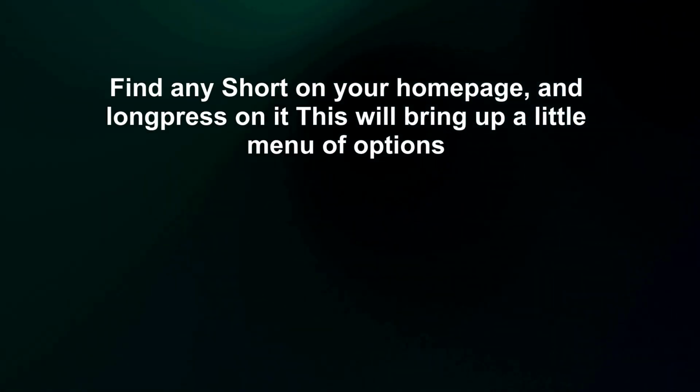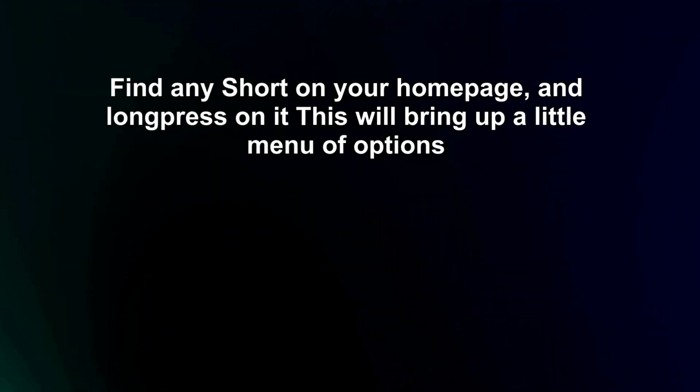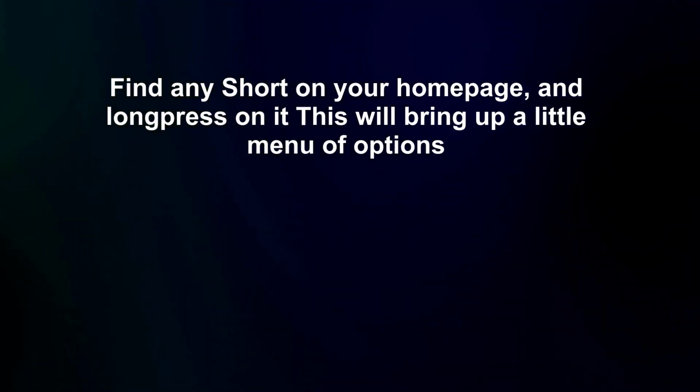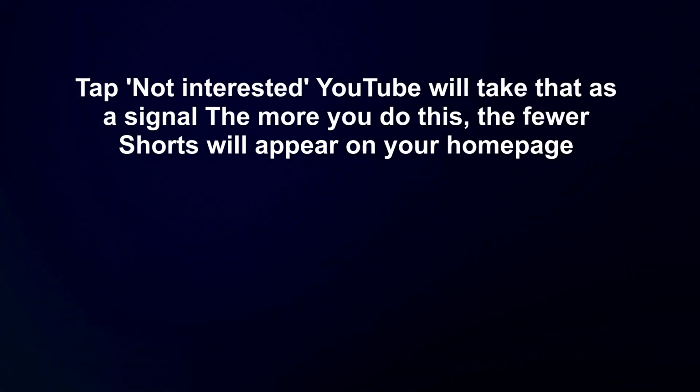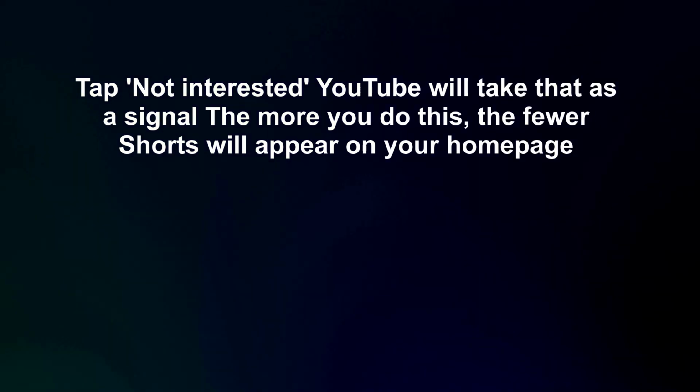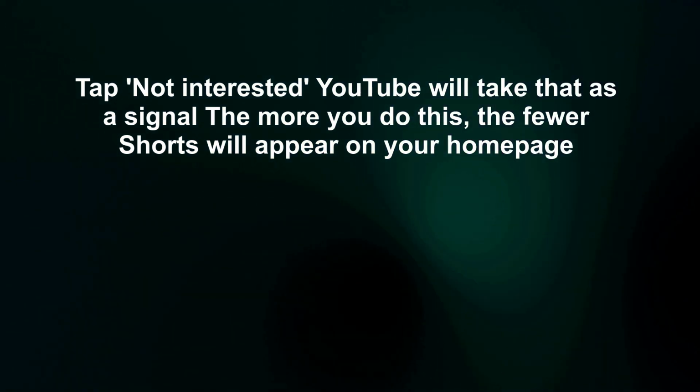Find any short on your homepage and long press on it. This will bring up a little menu of options. Tap Not Interested. YouTube will take that as a signal. The more you do this, the fewer shorts will appear on your homepage.